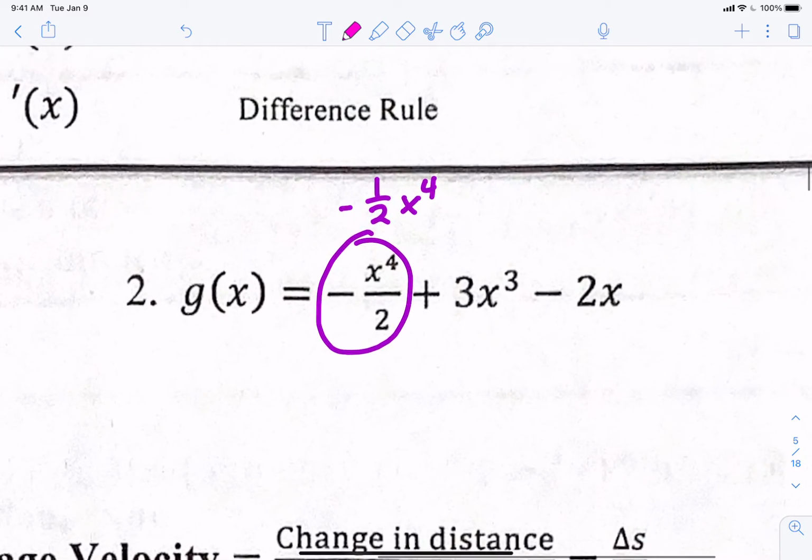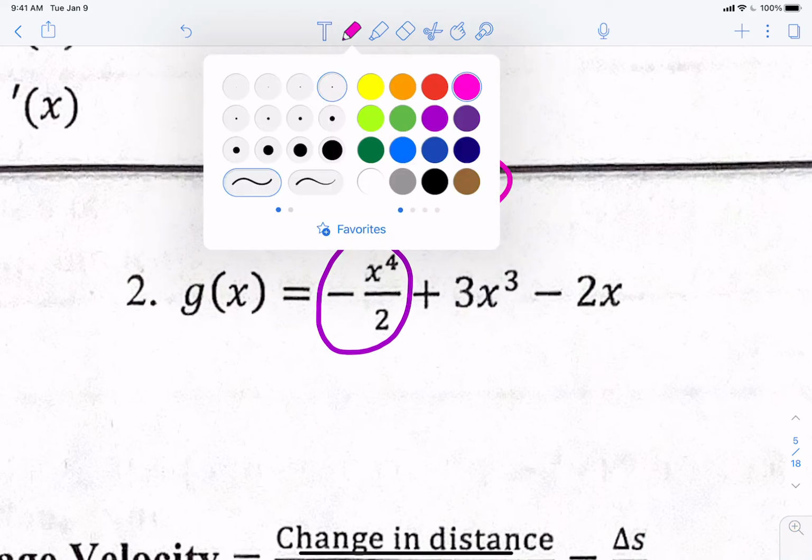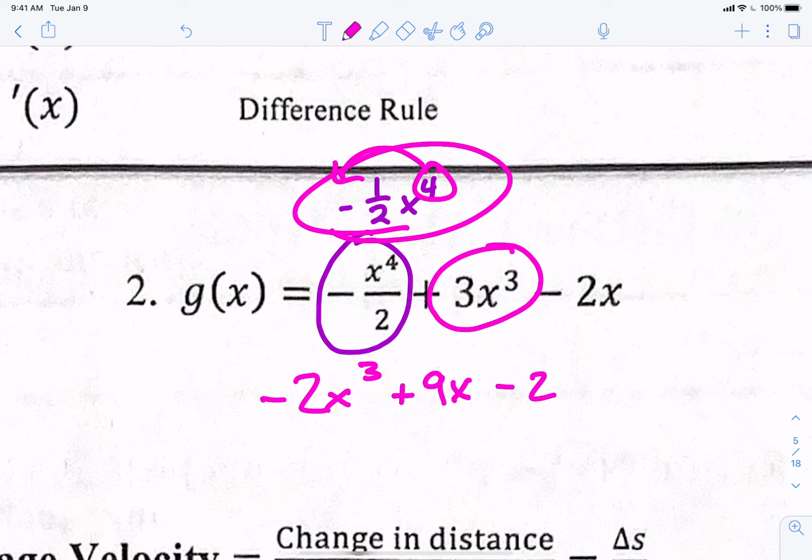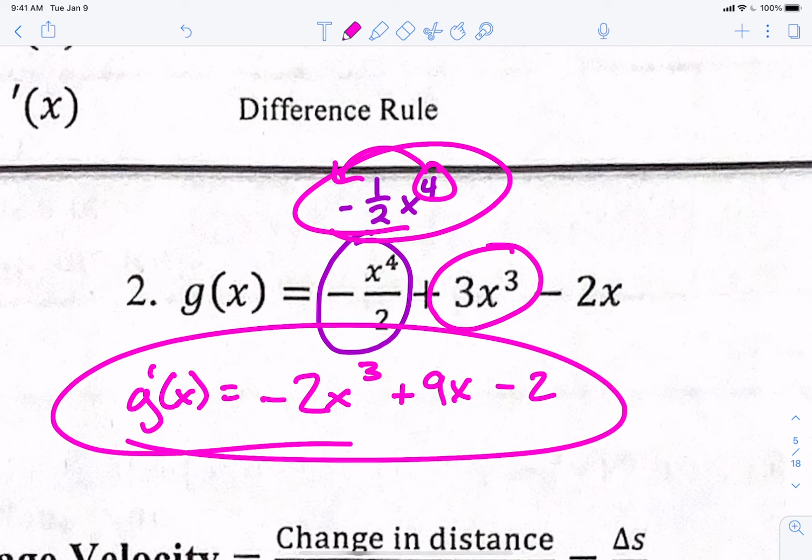Okay, this guy. Rewrite this first part as negative 1/2 x to the 4th, and then you bring the 4 down in front. Negative 2x to the 3rd. Derivative of 3x to the 3rd is 9x squared. Minus 2. Minus 2 g prime x, and that is all. Done? Yeah. Beautiful.